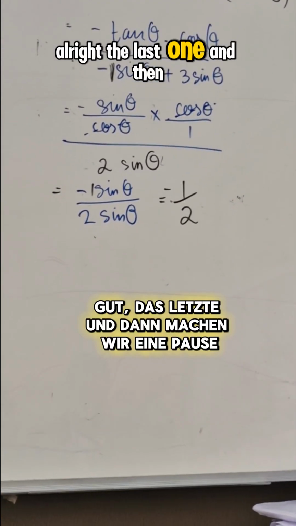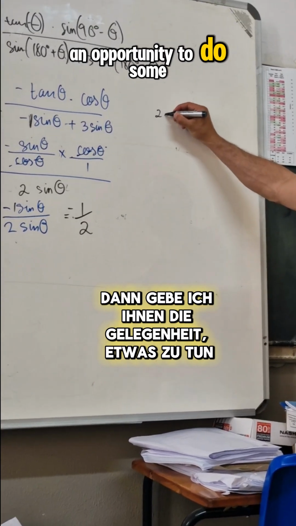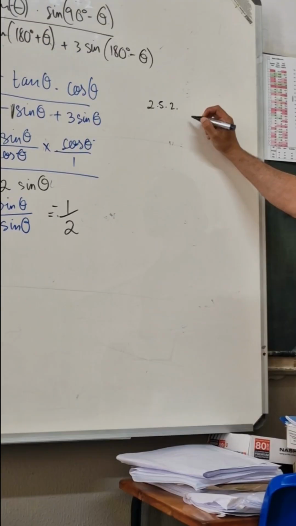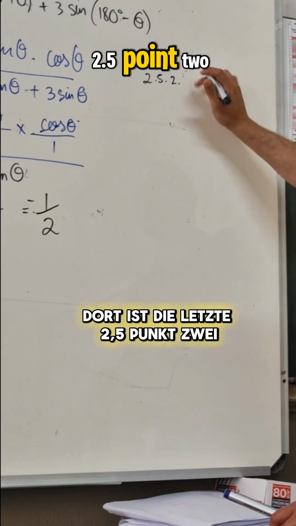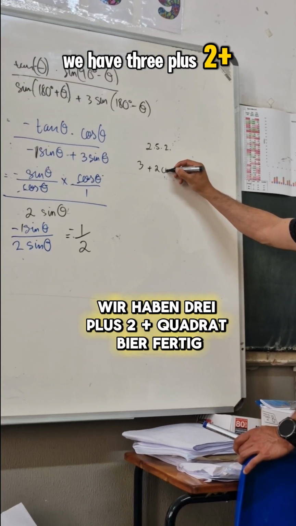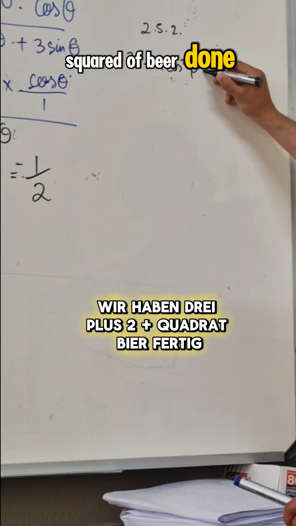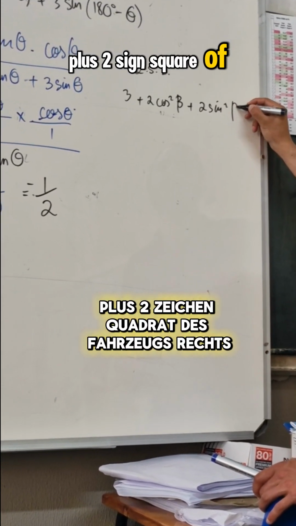Alright, the last one, and then we're going to take a break, then I'm going to give you an opportunity to do some exercises. So the last one is 2.5.2. We have 3 plus 2 cos squared of beta plus 2 sine squared of beta.